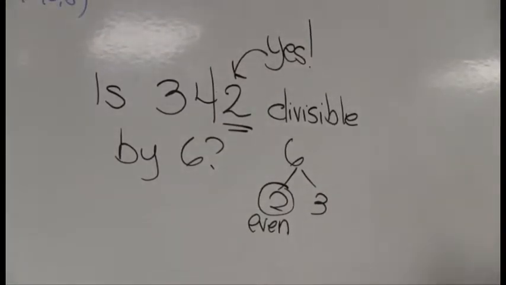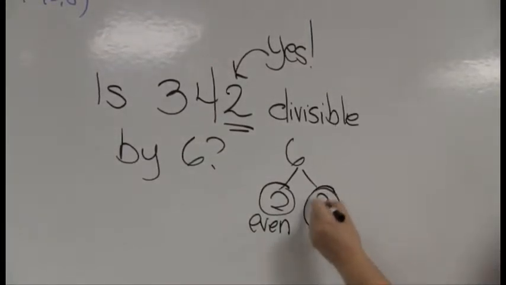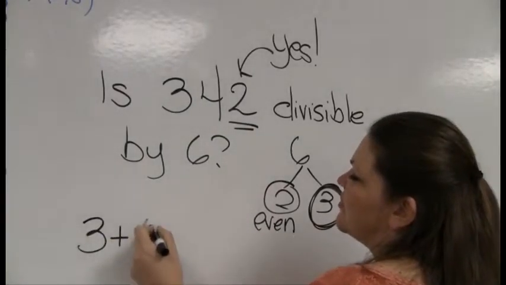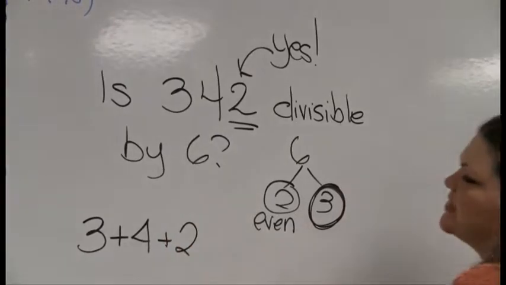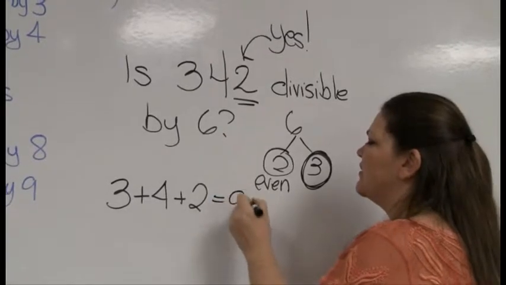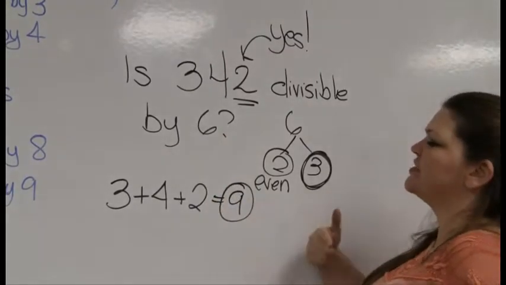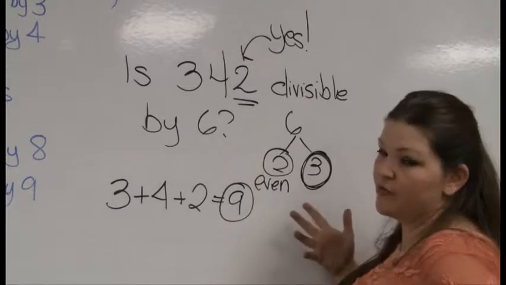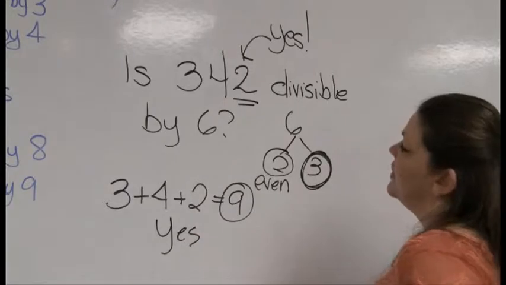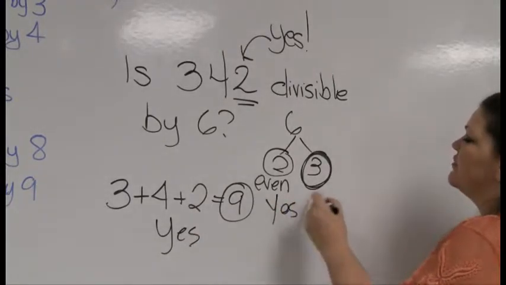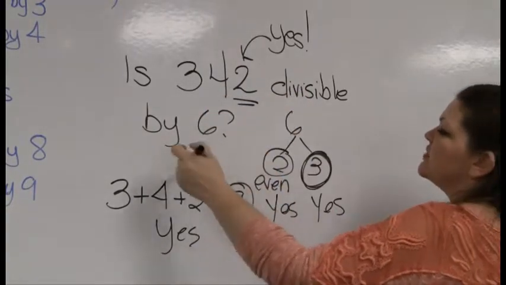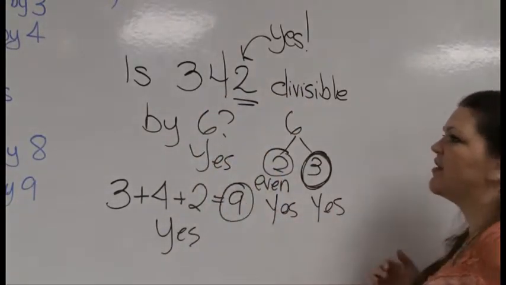But second thing, I have to ask myself another question. Is the sum of digits divisible by 3? So I'm going to go ahead and sum those digits. This will be a nice review for you guys about this trick. Sum means to add. So 3 plus 4 is 7 plus 2 is 9. Ask yourself, does the sum of digits divide by 3? Does 9 divide by 3? Well, heck yeah, it does. 3, 6, 9. So the answer to this question is yes as well. So we have 2 yeses. We have a yes on 2 and a yes on 3, which means indeed 342 is divisible by 6. Great. Y'all saw that one in action.